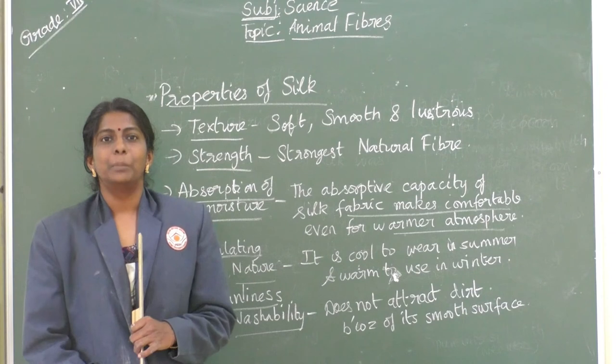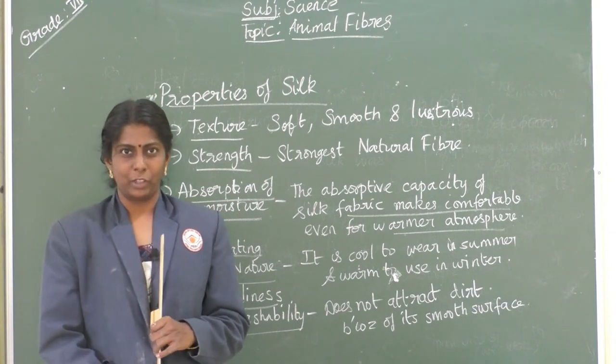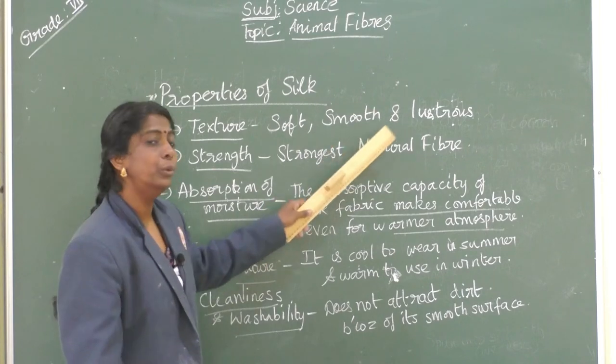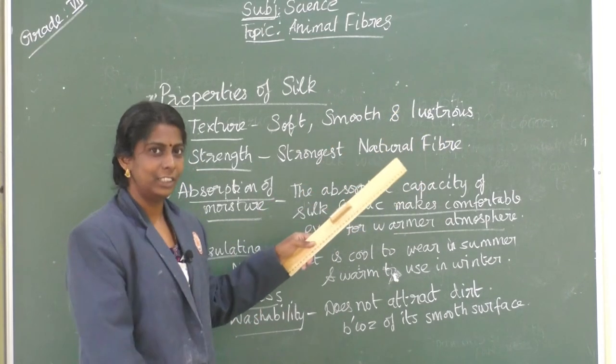Now about the properties of silk. Here, texture: they are soft, smooth and lustrous, is it not?